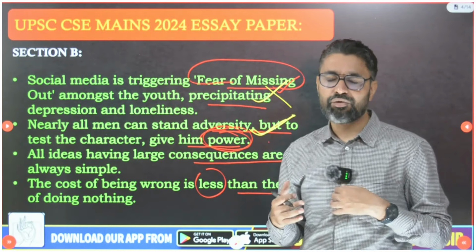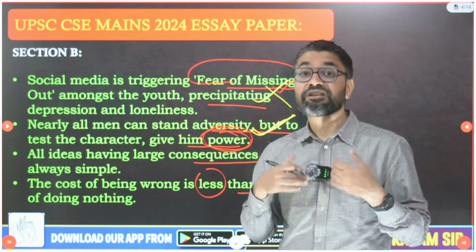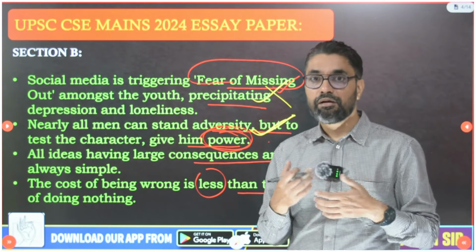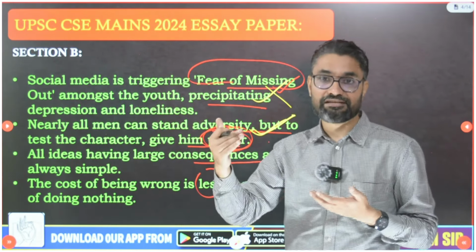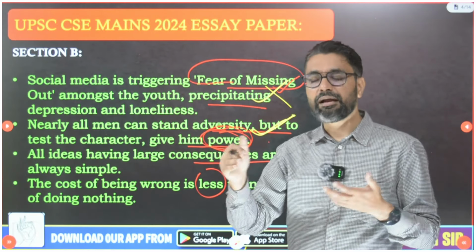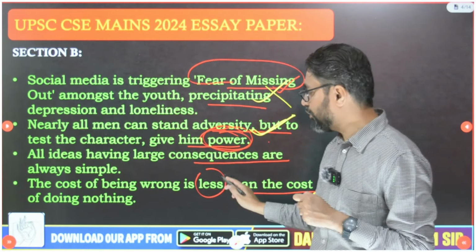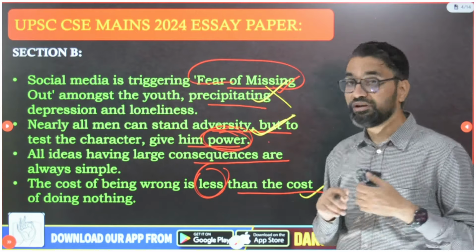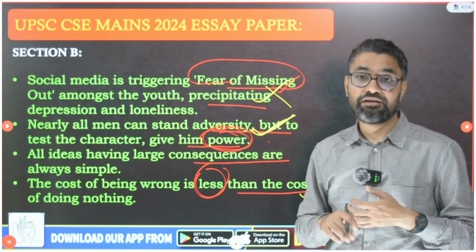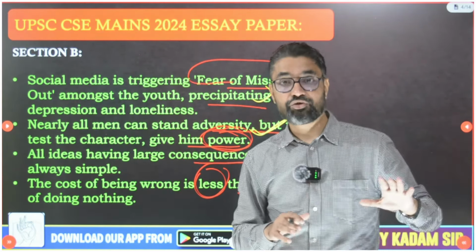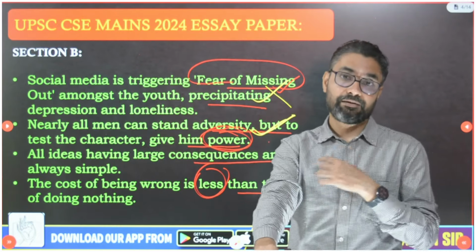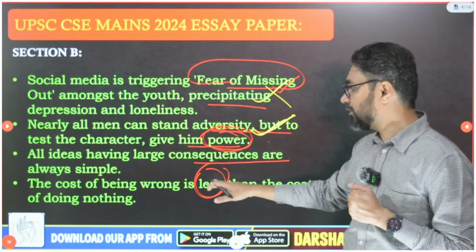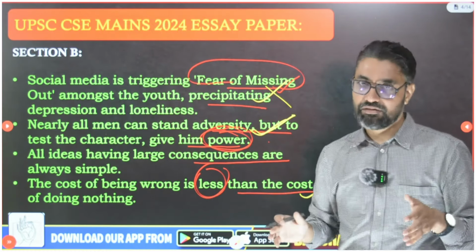You will learn from failure, you will progress, your personality will change. Even failure will make you more resilient. And this way, the cost of being wrong is less than the cost of doing nothing, because the cost of doing nothing is no progress, wastage of time, loss of opportunity, loss of resources, etc. So the cost of being wrong is less than the cost of doing nothing.